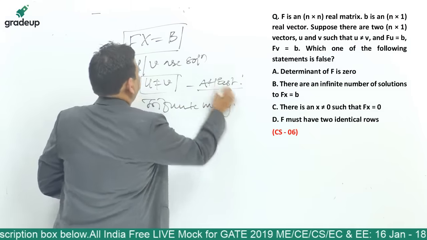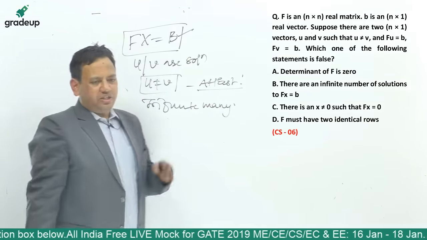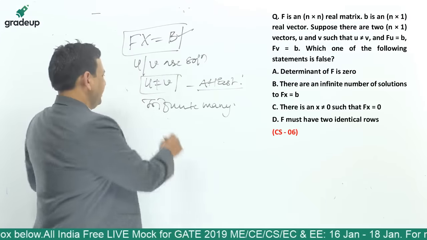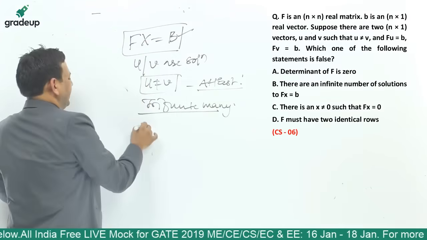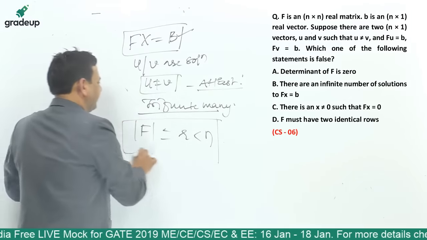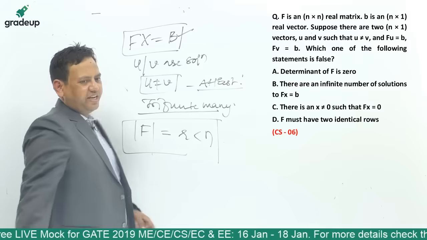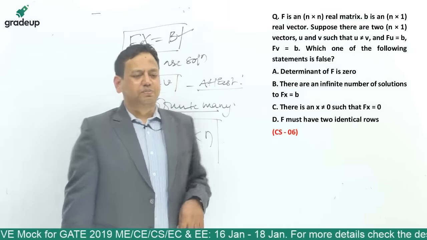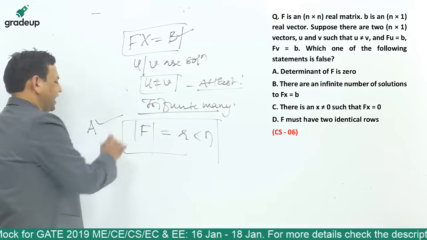Because we don't know if b is 0 or not. So we are saying if there are infinitely many solutions, then definitely the rank of f should be r, which is less than n. That is true for every case. Okay, now come to the first statement. Determinant of f must be 0. So A is a true statement.